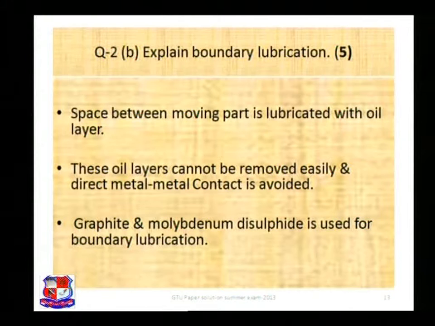what we are doing in the boundary lubrication is that the space between moving parts, that is the part of the metal to metal contact, the space between these two moving parts, is lubricated with the oil layer. It means you are applying your oil layer between these two moving parts. These oil layers cannot be removed easily and direct metal contact is avoided. Okay, graphite and molybdenum disulfide are used for boundary lubrication.